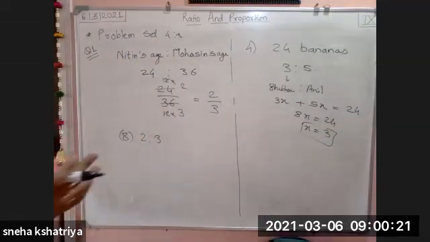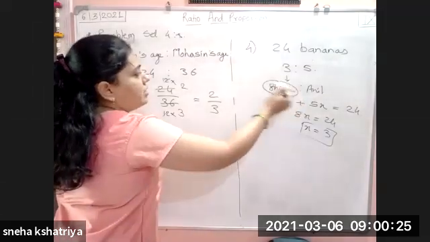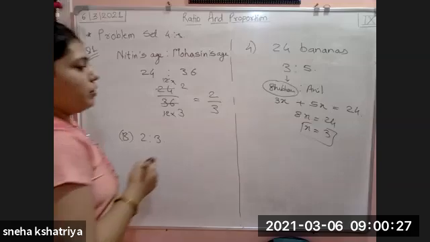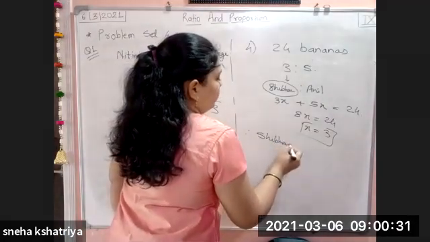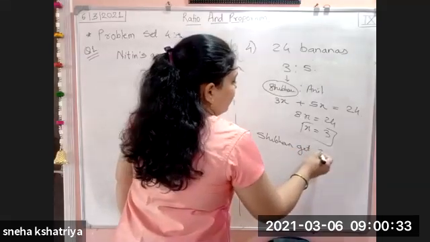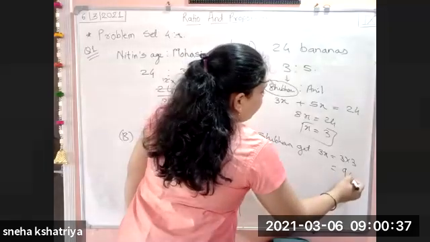But we don't want the value of x. We want to know how many bananas Shubham got. So Shubham gets 3x, which is equal to 3 into 3. That is 9 bananas.